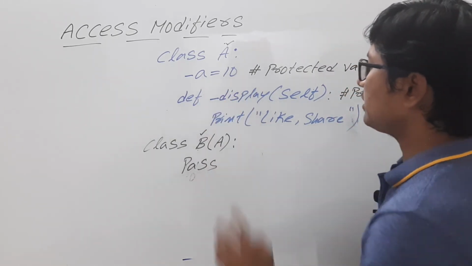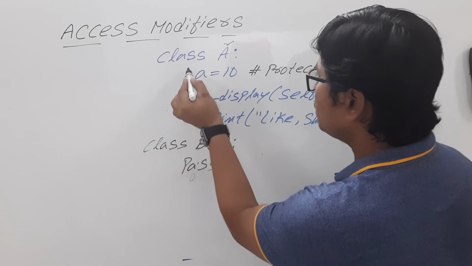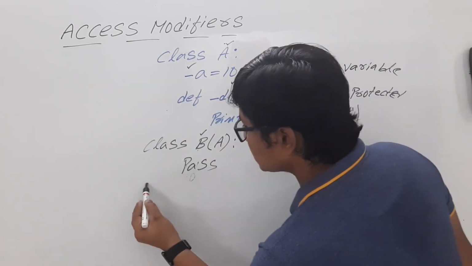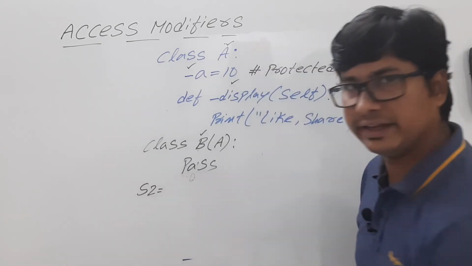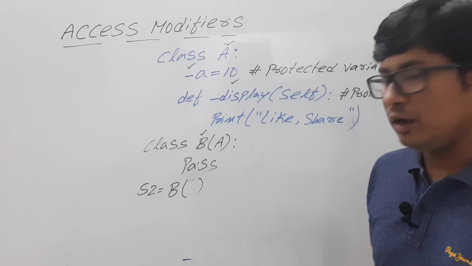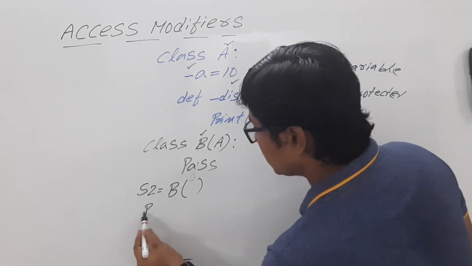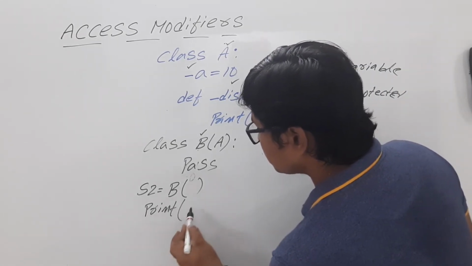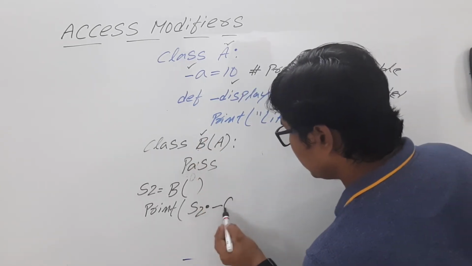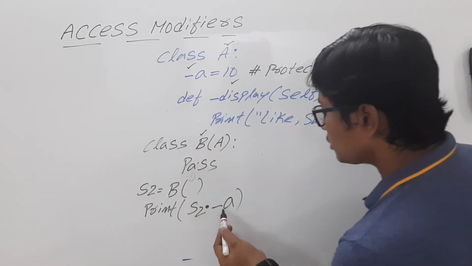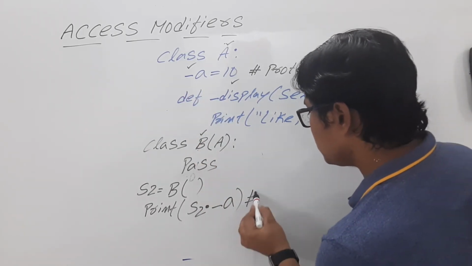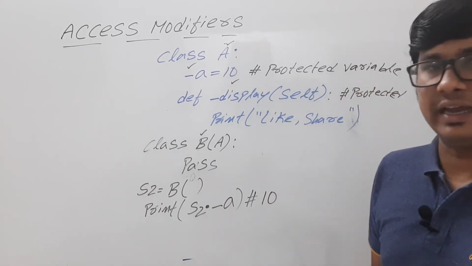Okay. Now look at here. If I want to access the variable A and display method, I will create an object called S2 for the child class called B. Now if I write the statement print S2 dot underscore A, I am writing the underscore because it is a protected variable. So it will give you the output as 10.